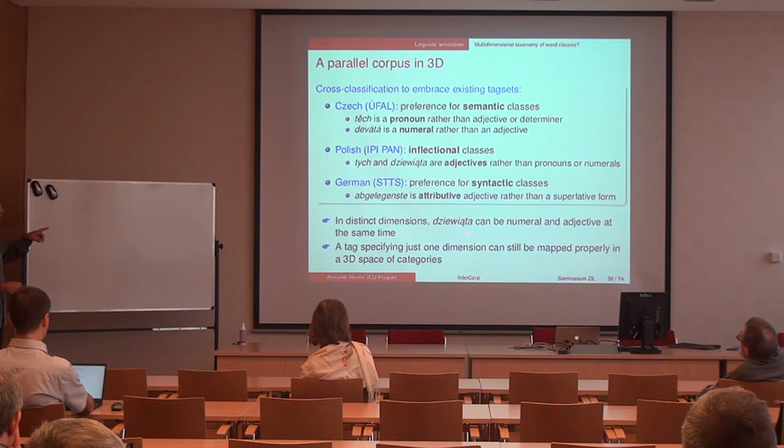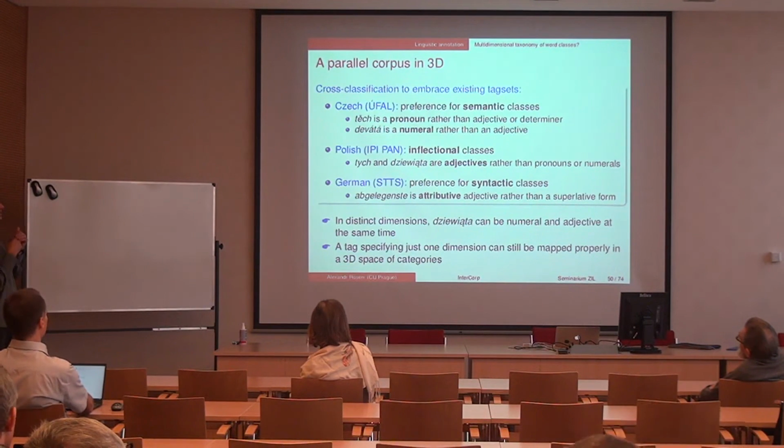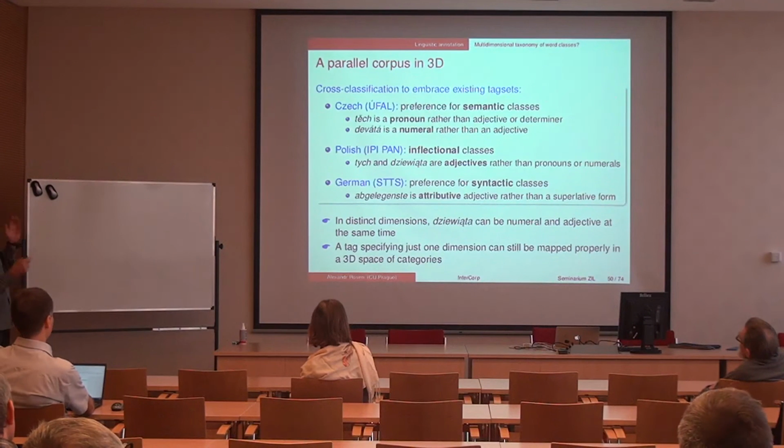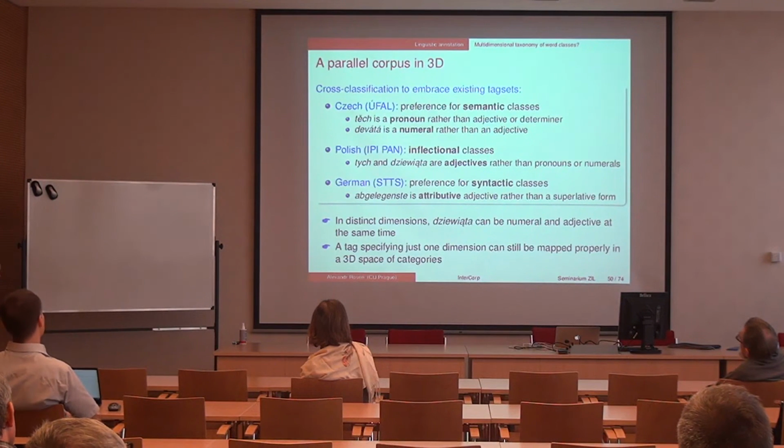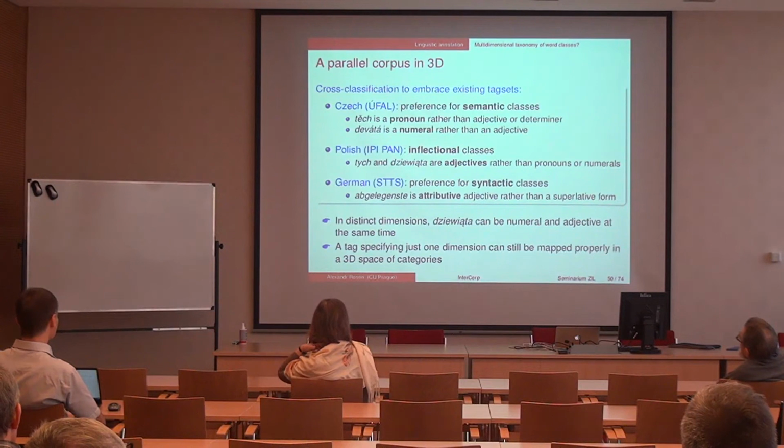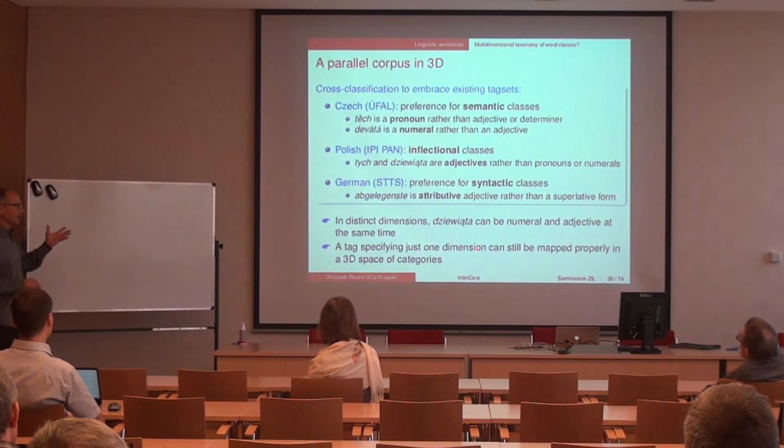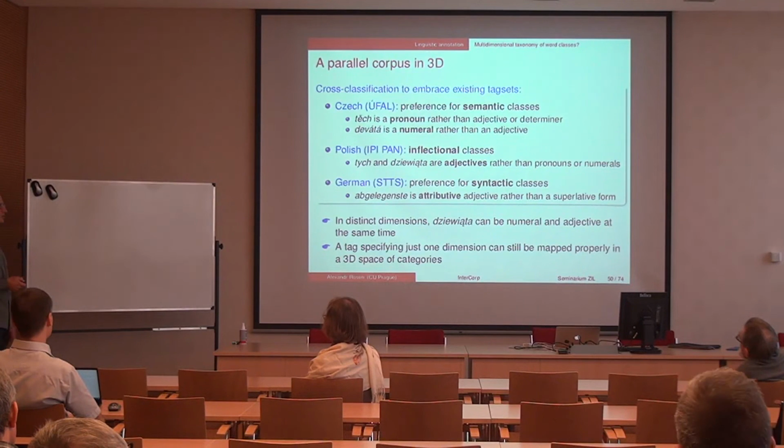So in dziewiąta, this ordinal numeral can be a numeral and an adjective at the same time. Maybe some inflectional class. Adjective would be something inflectional, and syntactic could be the same as adjective, but you can have different names for that. And there would be this option, if you like that information about the other dimensions, to map it into the 3D space of categories.